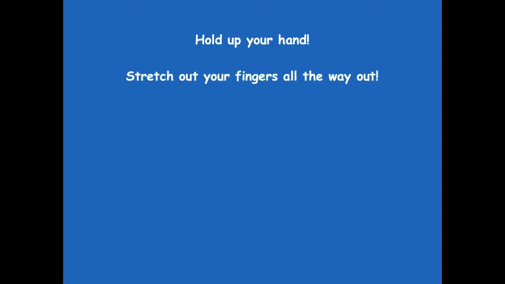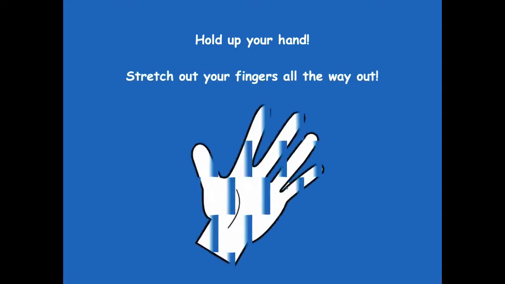All right, so friends, today we're going to collect some data. So I want you to hold up your hand like you're giving a high five. Stretch your fingers all the way out like this. And if you want, you can give me a high five on the screen. I would love it. High five.